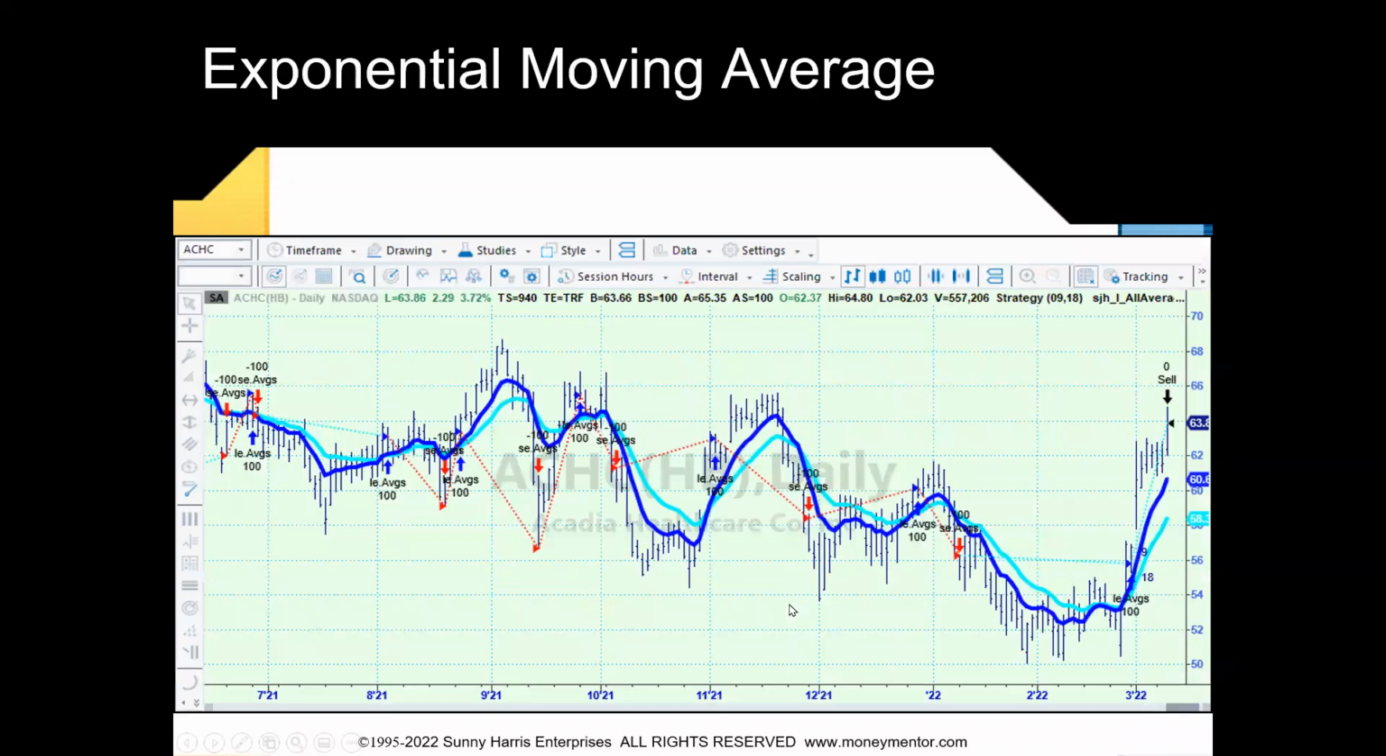Let's try now an exponential moving average. Same idea, only you can see an exponential moving average is much faster than a simple moving average. But at the same time, you see right here, here, and here, it crosses over several times. Cross over here again. So there's a lot of whipsaw with exponential moving averages.